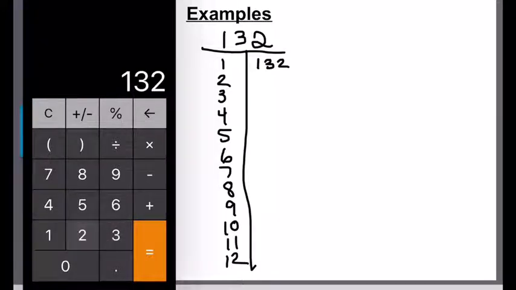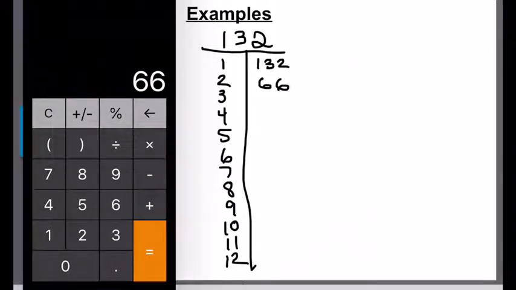Starting with 132, divide by 2, my answer is 66. That means 2 times 66 equals 132. So my next factor pair is 2 and 66.